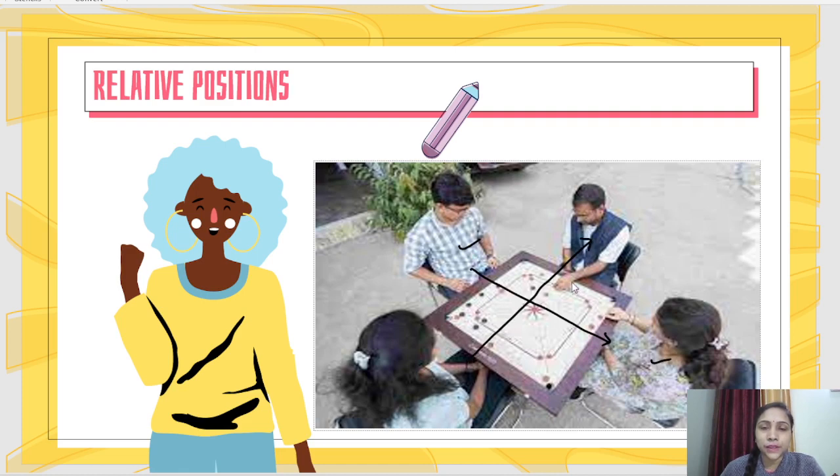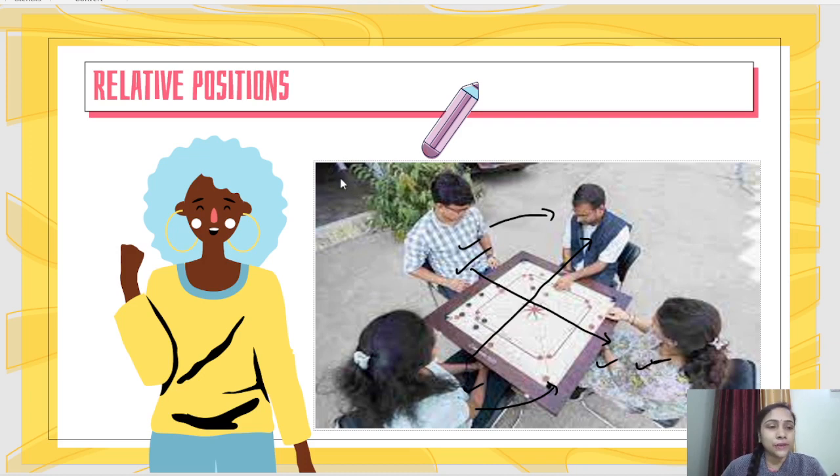Now if we are talking about these two girls, they are adjacent to each other, side by side. If we are talking about these two boys, they are also adjacent to each other. And this boy and this girl are opposite to each other. The same thing happens in the triangle also.